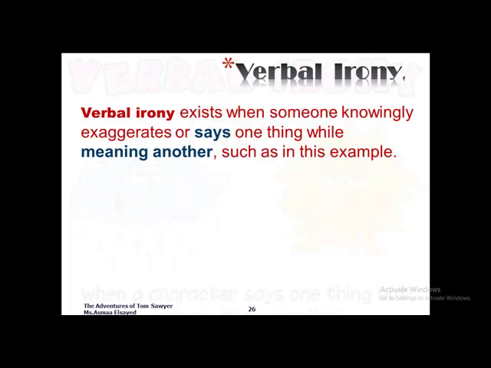Verbal irony exists. It comes when someone knowingly exaggerates, like when she says shortest line, or says one thing while meaning another, such as in this example.